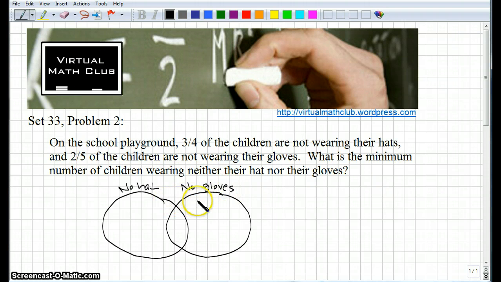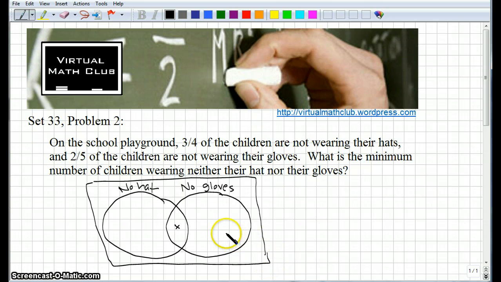Alright? So now we have some kids who aren't wearing a hat, and we have some kids that aren't wearing a glove. We have some kids that aren't wearing either. That would be here in this section, this overlapping football region. But we might have some kids out there that are wearing their hats and their gloves. So I am going to draw a box around this whole thing, and that will represent the total number of kids that are out there on the playground.